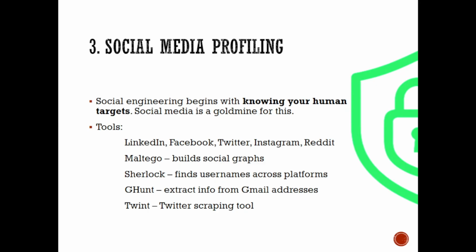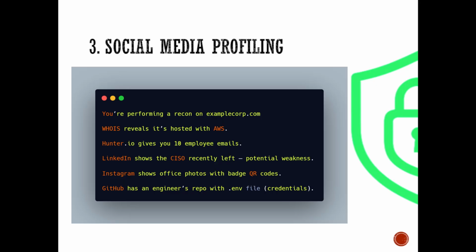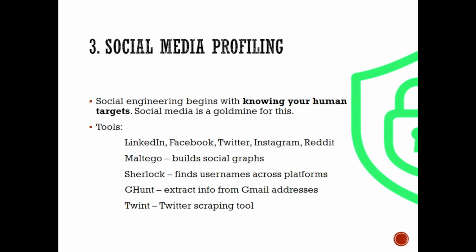Example scenario: you're performing recon on examplecorp.com. WHOIS reveals it's hosted with AWS. Hunter.io gives you 10 employee emails. LinkedIn shows the CISO recently left, a potential weakness. Instagram shows office photos with badge QR codes. GitHub has an engineer's repo with a .env file containing credentials. All of that came without a single exploit, just passive recon.